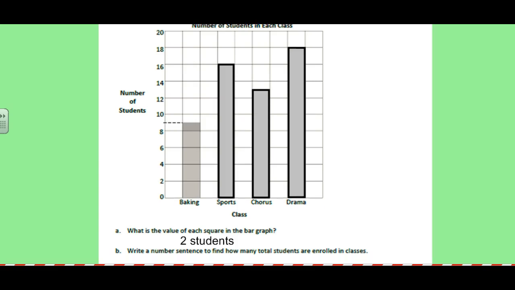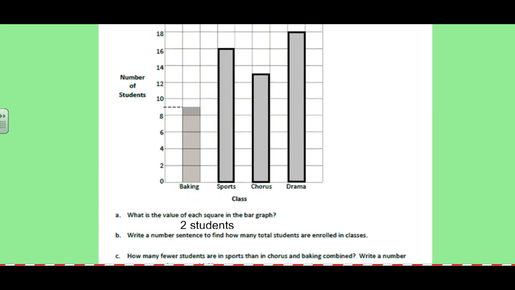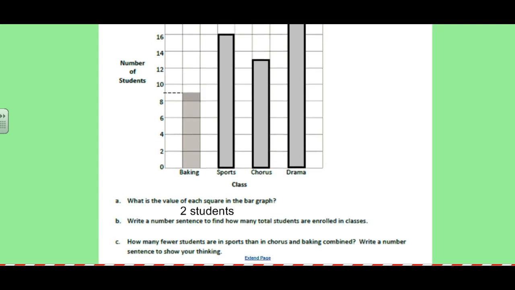Part B says write a number sentence to find how many total students are enrolled in classes. Enrolled means that they're taking these particular classes. So we've got baking, sports, chorus, and drama. And the way to find out how many are taking them all together is just to add each class up. So we knew that baking was 9, sports was 16, chorus was 13, and then drama was 18.